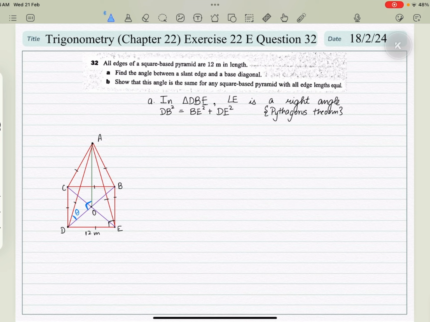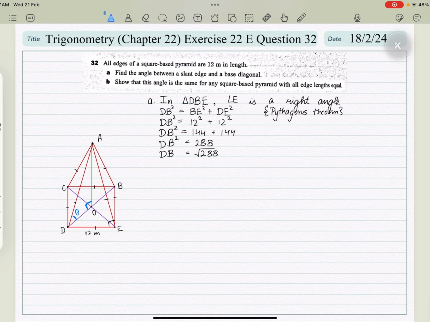Now, having known this, we can say that BE is 12, DE is 12, so DB square is equal to 12 square plus 12 square. So DB square is equal to 144 plus 144. That is DB square is equal to 288. What is DB then? If we take the square root on both sides, we get DB is equal to root 288.